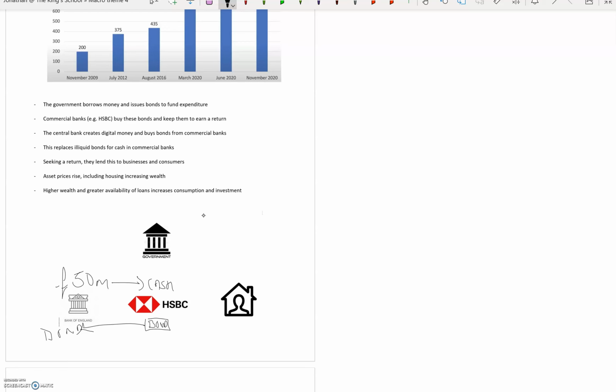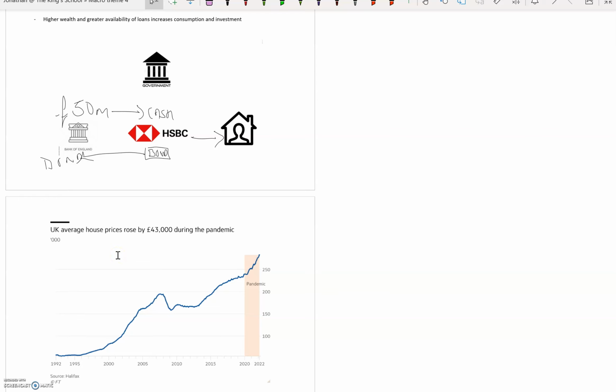commercial bank. Commercial banks don't want cash because it declines in value in real terms. So what do they do with it? Well, the HSBC, they're going to lend it hopefully to home owners. They want to make a return, and therefore you're going to see an increase in demand for houses from homeowners because there are more mortgages available because of the cash in banks. And that has driven this incredible increase in house prices after 2010.